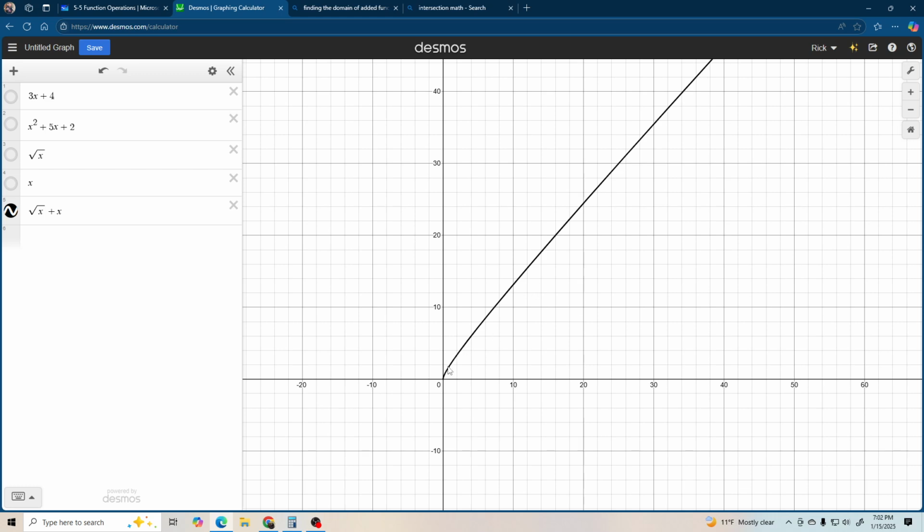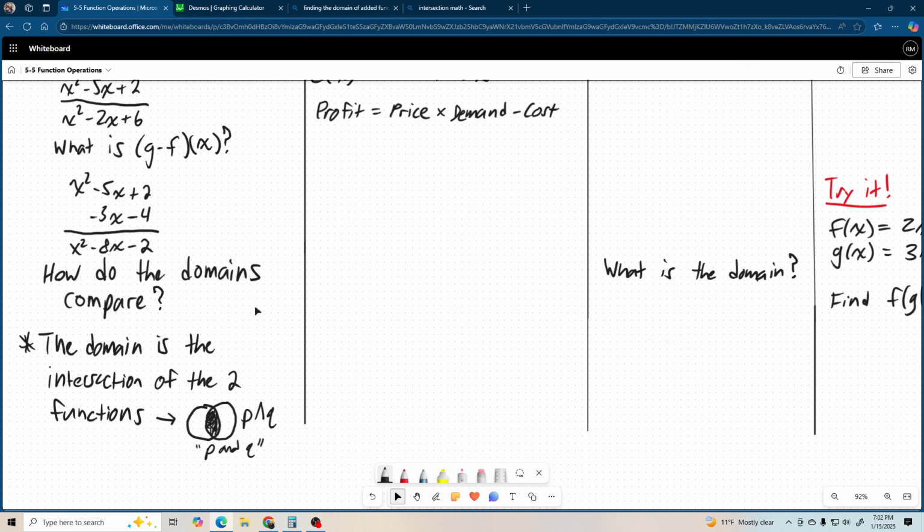Now, you'll notice that the domain here, it stops at, well, x is greater than or equal to 0, right? So it's actually the same as this domain. And you'll notice that this domain is the restrictive domain, right? This domain is all real numbers. Our purple graph here, y equals x, is all real numbers. So our more restrictive domain ends up being the domain of our black graph here, which is the square root of x plus x.